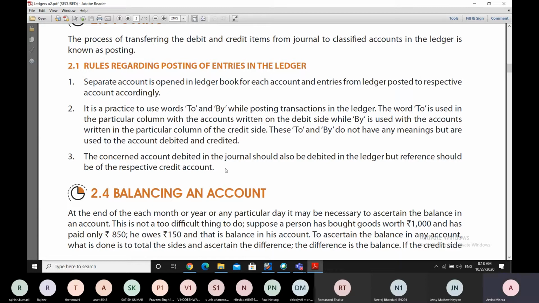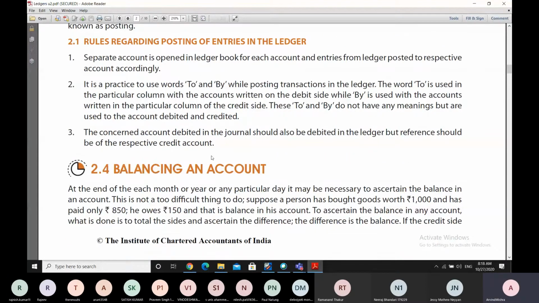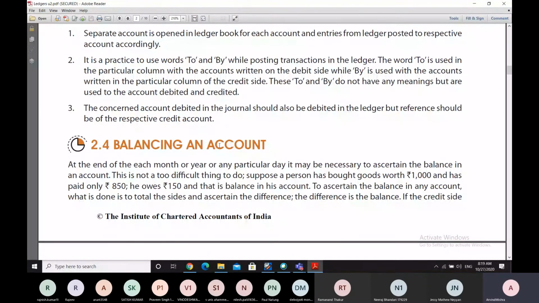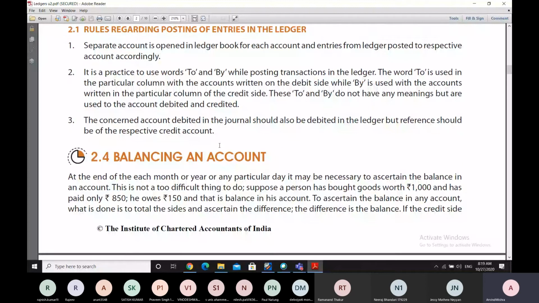Though we are making the entry on the debit side, we are making the reference to the credit of the account, or we are making a reference to which account is being credited. So we'll just understand these three principles, or the three rules regarding posting of the entries in the ledger.